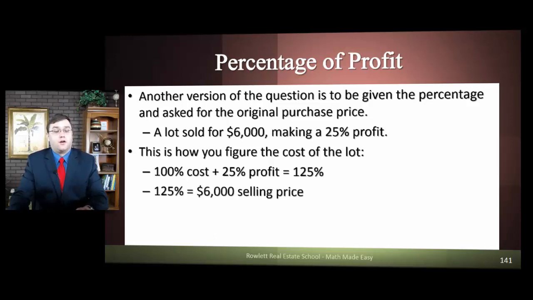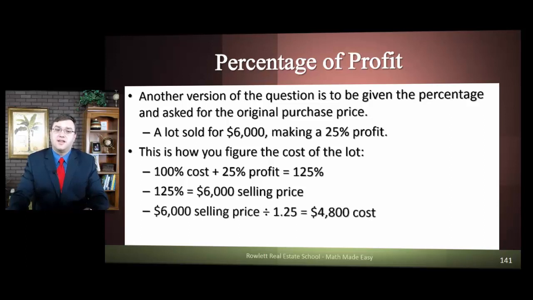So the 125% is the $6,000 that you sold it for. Now we just take the $6,000, divide it into the percentage, which as a decimal will be 1.25, and then that gives us $4,800, and that's how much we spent on the property originally, or our cost. Again, it's just a simple division problem, but unlike the original problems that we did where you had to figure out what the percentage was, they give it to us here.